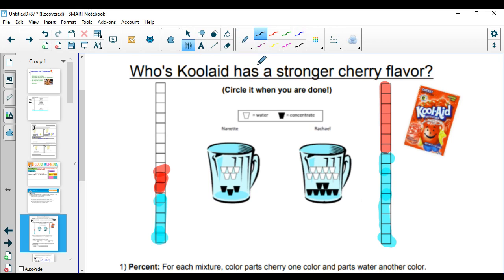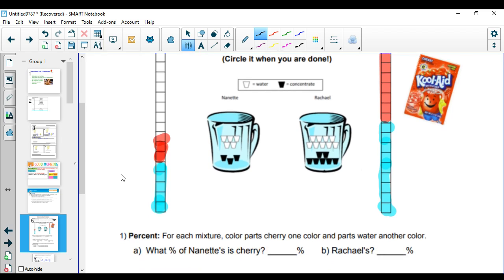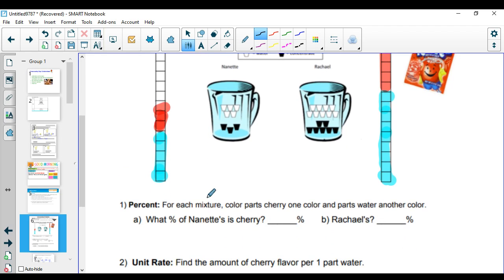All right, so we've got three different strategies to help us solve this concentration problem. So concentration is just how strong something is. If it's a mixture like chocolate milk or lemonade or Kool-Aid, it's which one has that stronger flavor. And there's a lot of strategies you can use to do it. So let's look at a few of them.